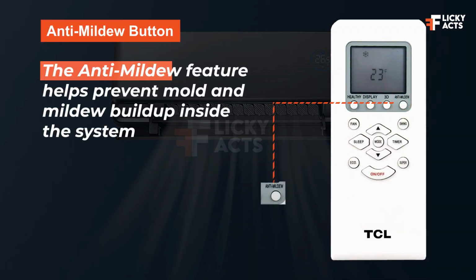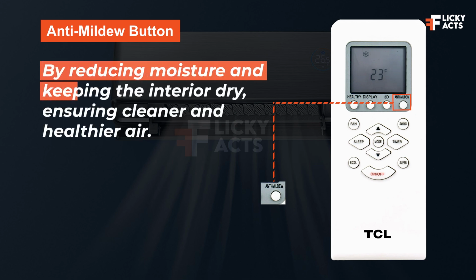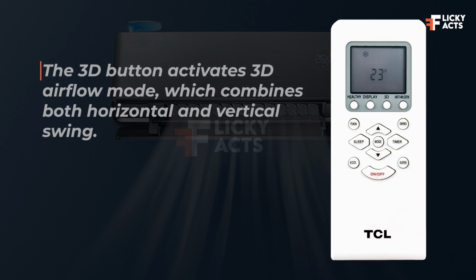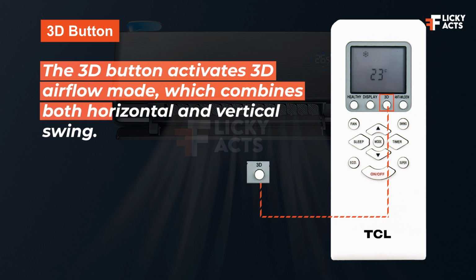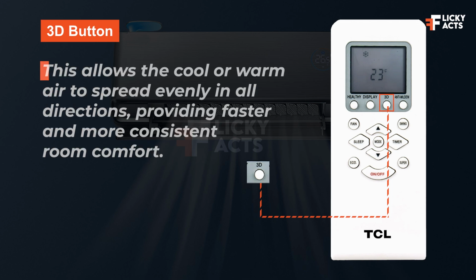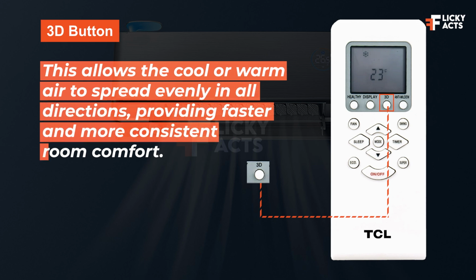The anti-mildew feature helps prevent mold and mildew buildup inside the system by reducing moisture and keeping the interior dry, ensuring cleaner and healthier air. The 3D button activates 3D airflow mode, which combines both horizontal and vertical swing. This allows the cool or warm air to spread evenly in all directions, providing faster and more consistent room comfort.